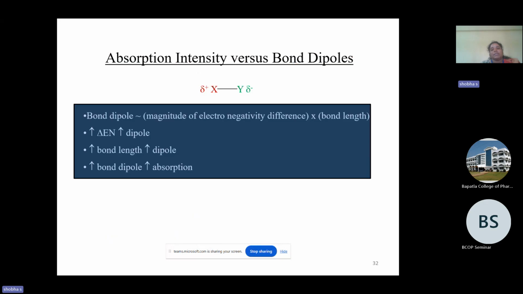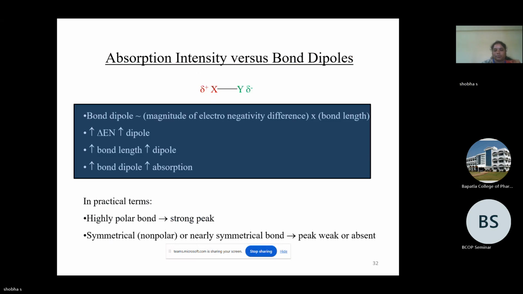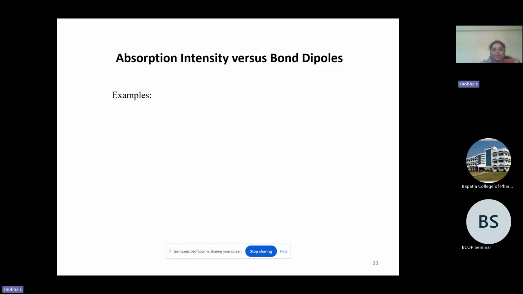If bond dipole is increased, or bond length is increased, the dipole moment also increases. If dipole moment is increased, automatically the absorption of the IR rays will happen. So whenever we want to see peaks in a compound, it needs to have a polar bond and a dipole moment, then only we will get a strong peak. In symmetrical compounds, there is no chance of a dipole moment. They may be present with little absorption, or they may be absent.